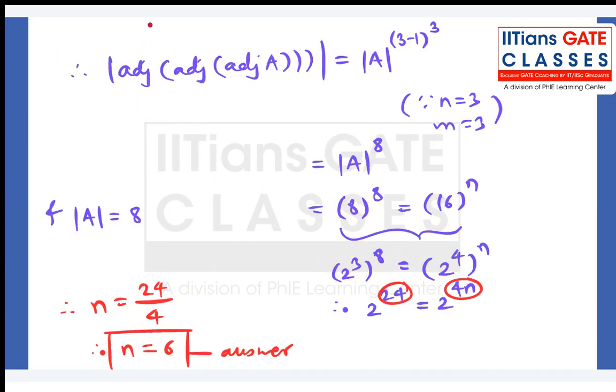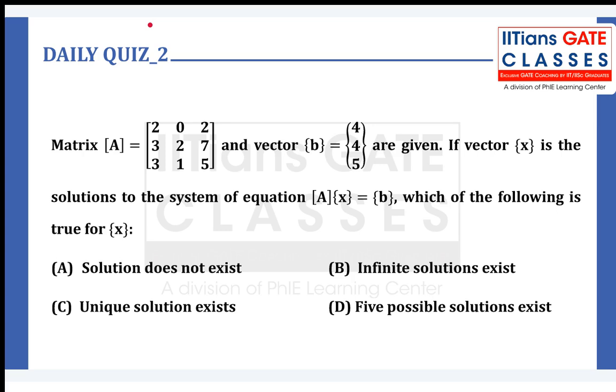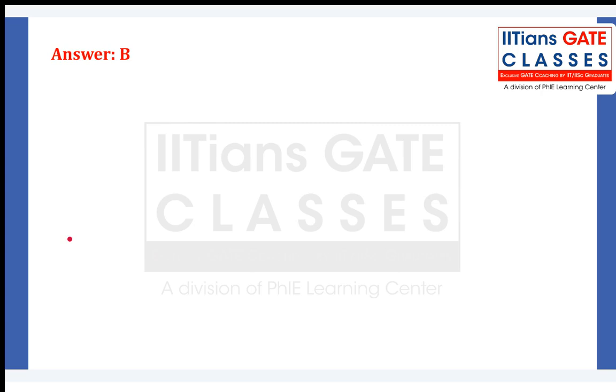Okay, and now let's move on to the next question, in which they have given you a 3 by 3 matrix A, and one column vector is also given, and what they are saying is this vector x is the solution to this system of equations Ax equal to b, and which of the following is true for this. Okay, so this is our standard system of equations problem, and since this column vector b is not 0, this is a non-homogeneous system of equations, and for solving such equations you are always supposed to start with the augmented matrix.